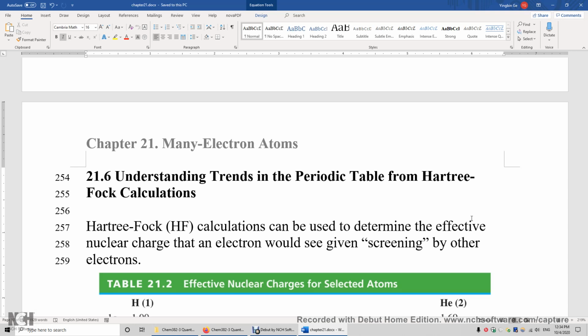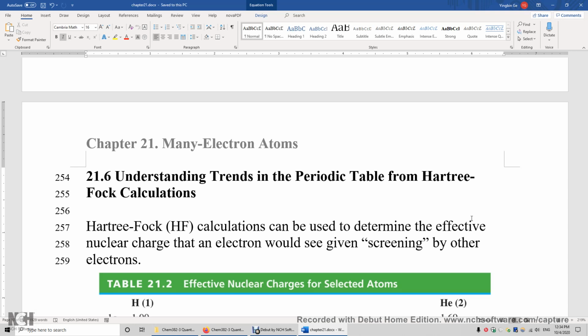Chlorine has the highest electron affinity. And if you look further, helium has the highest ionization energy. However, helium has a negative electron affinity because helium does not like to accept one additional electron.